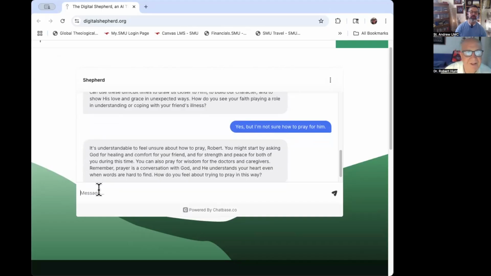Okay, I'll close down the Digital Shepherd now. The Digital Shepherd will talk to you absolutely as long as you want to talk. Some hundreds of people, close to 1,000 people, have used the Digital Shepherd, and they are all asked to take a survey at the end. The survey results are enormously positive. People are extremely happy to have someone that they can talk to about their problems.